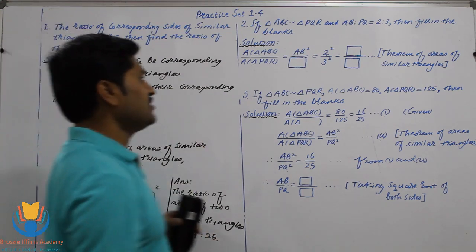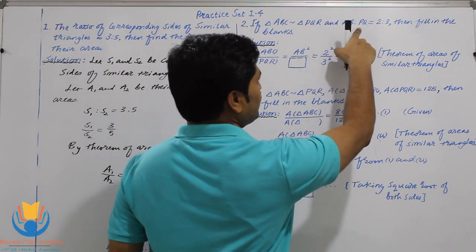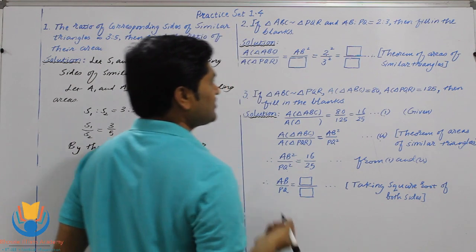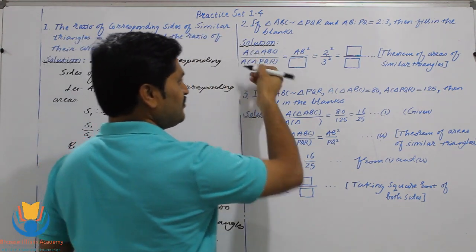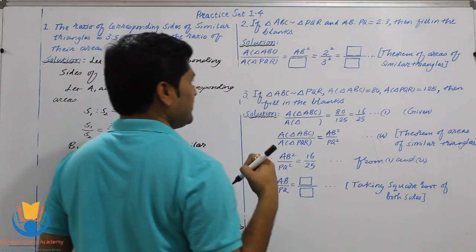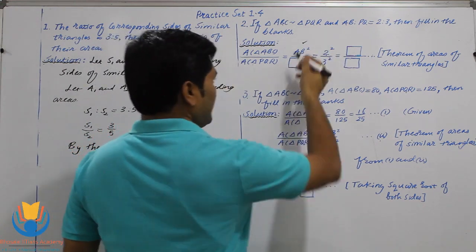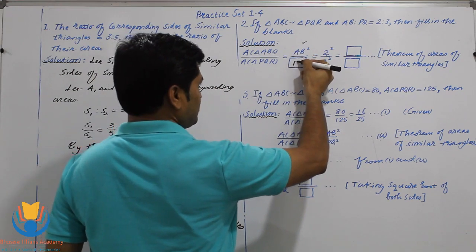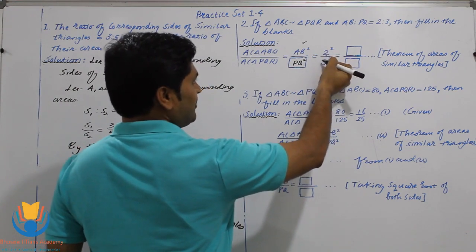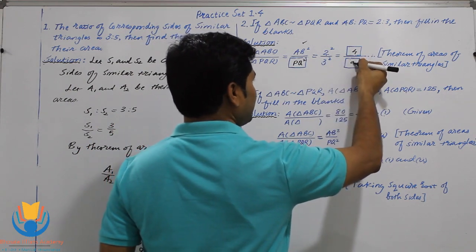So let's continue second question. Here we have to complete this activity. So those two triangles are similar and ratio of their corresponding side is given to be 2 is to 3. And here we have to use theorem of areas of similar triangles. That is area of triangle ABC upon area of triangle PQR is always equal to AB square upon PQ square or BC square upon QR square or AC square upon PR square. But they used first pair of side, that is AB square upon, that should be PQ square, and here they substituted the value of that AB upon PQ and that whole square. So 2 square is 4 and 3 square is 9.